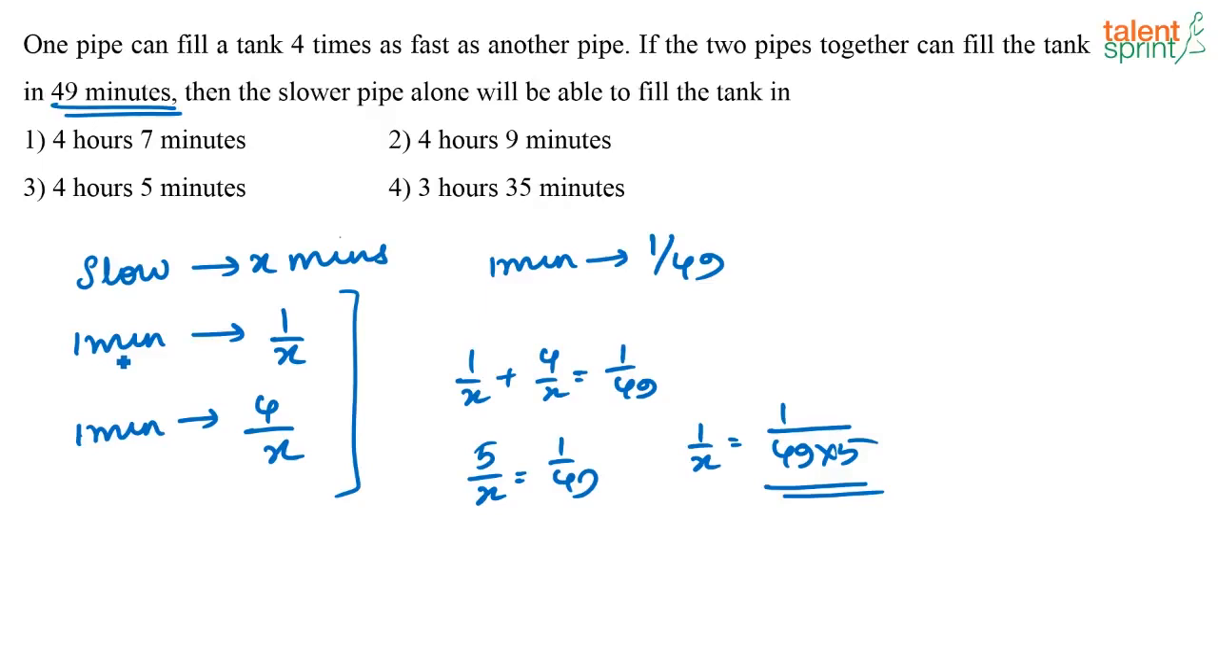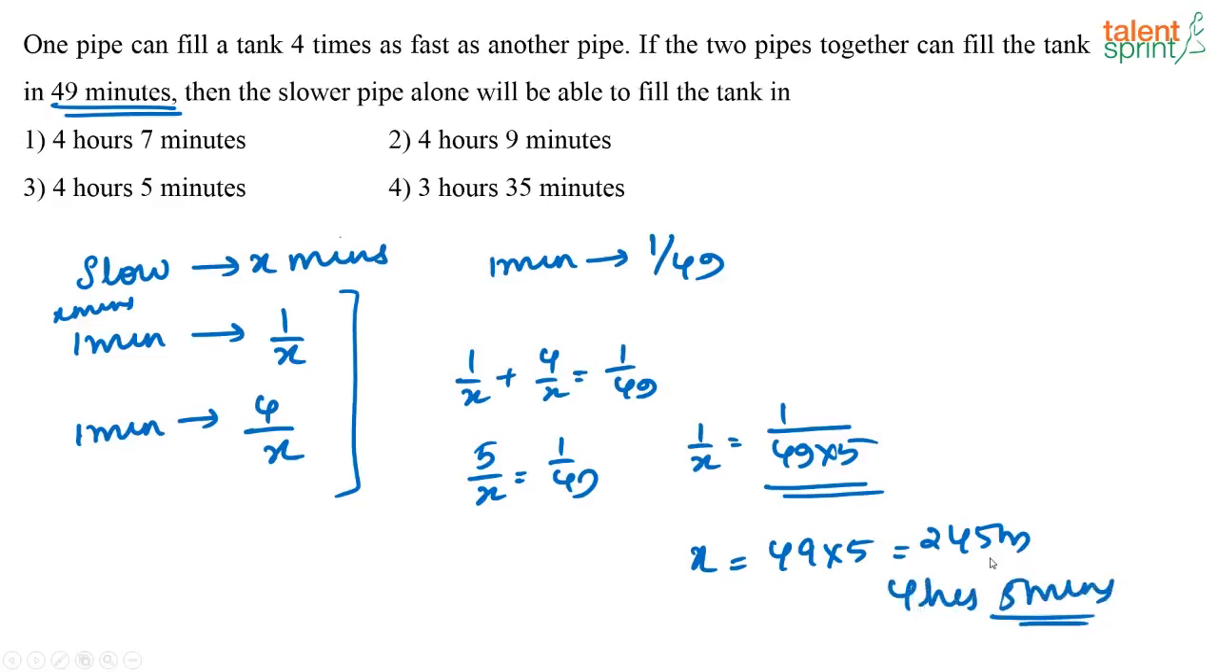What does 1 by x represent? It represents the water filled by the slower pipe in 1 minute, or I can say the slower pipe is taking x minutes to fill the tank. So what is the time taken by the slower pipe to fill the tank? 49 into 5. That's all. That is 245 minutes. So what is 245 minutes? It is nothing but 4 hours and 5 minutes.